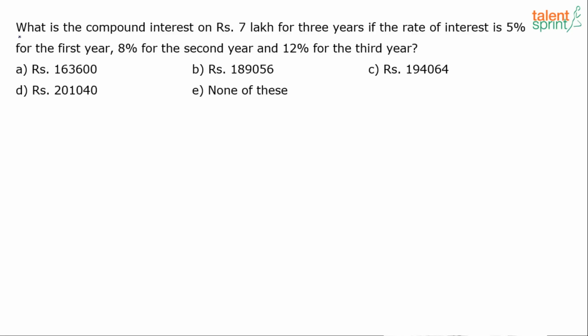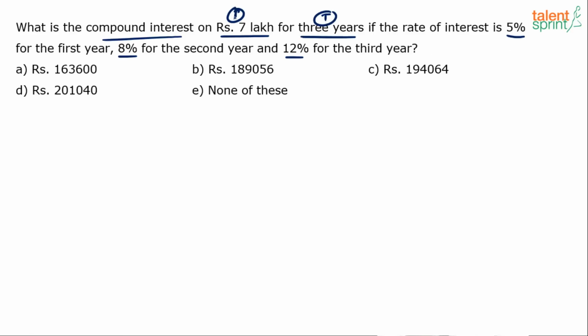The question here is, what is the compound interest on rupees 7 lakh for 3 years if the rate of interest is 5% for first year, 8% for second year, and 12% for third year? Right? So he's asking us to find out the compound interest on rupees 7 lakh. So this is the principal amount for 3 years. That's the time period, right? If the rate of interest is 5% for first year, 8% for second year, and 12% for third year.